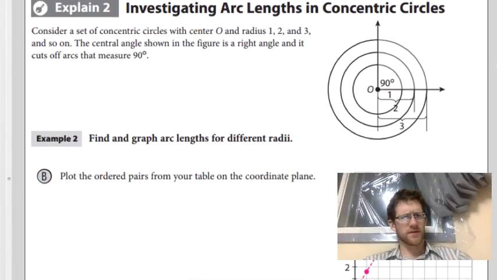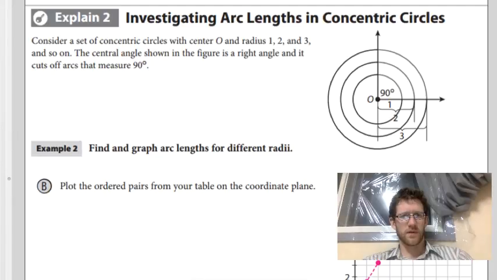Okay, the concentric circles thing is a little weird. The book has a few problems in it, and I don't think you actually need to know it for many of my tests.